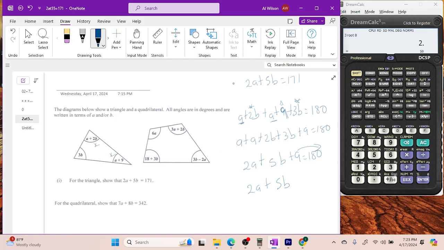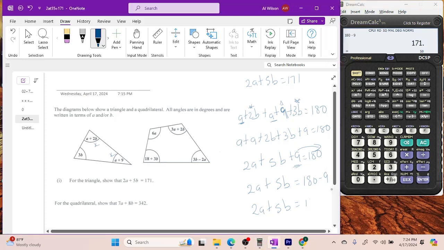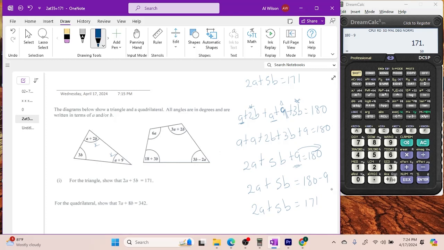And the reason for subtraction is because on this side it's adding, so it's going to go over and subtract. So it's 180 minus 9. So 2a plus 5b is equal to 180 take 9, which is 171. So with this being done, you would have gained the mark because you've arrived at what they wanted you to prove.